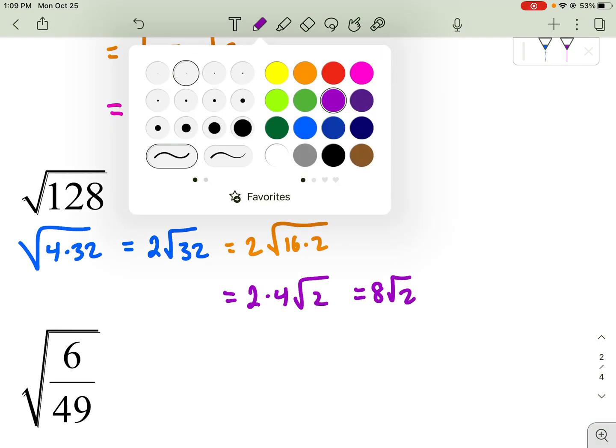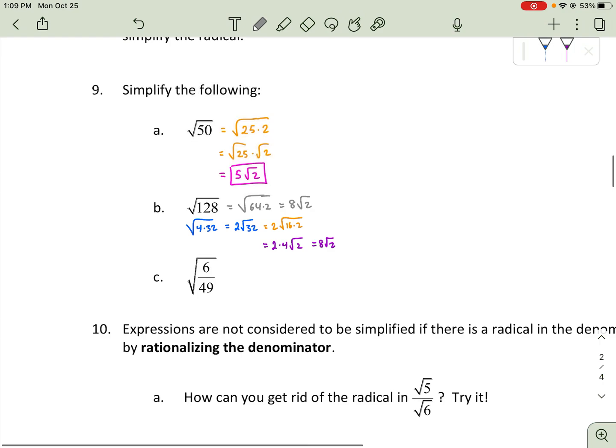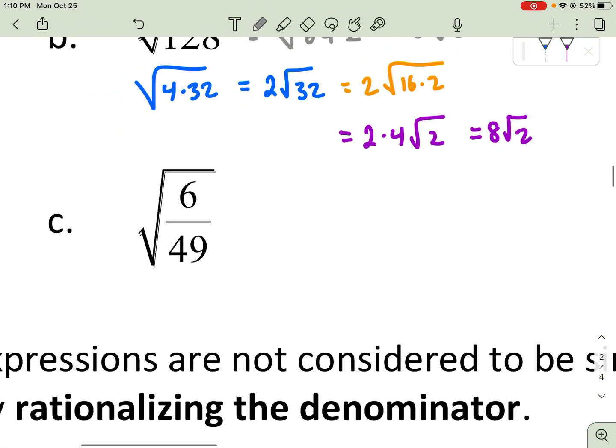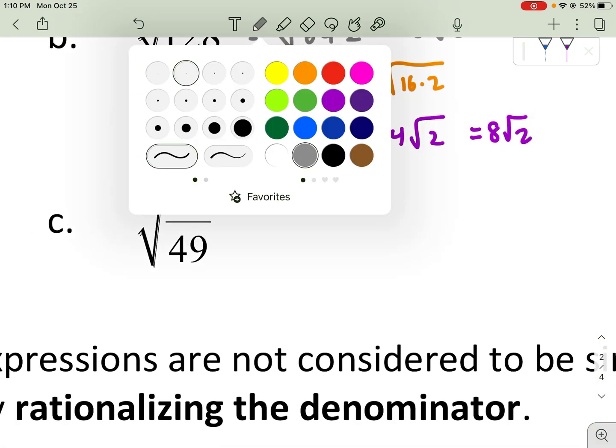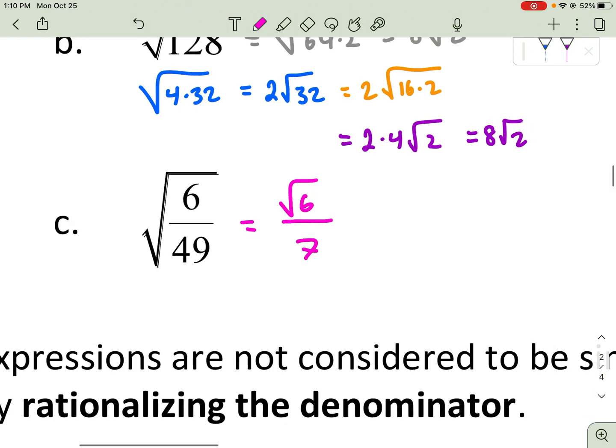The shortest way to do this one would have been to recognize right away that this is 64 times 2, and then the square root of 64 is 8, and then the 2 stays under the radical. Okay, on C, it's a fraction, so we can just square root them separately. Square root of 6 we don't know, square root of 49 is 7. And that's all there is to it on that one.